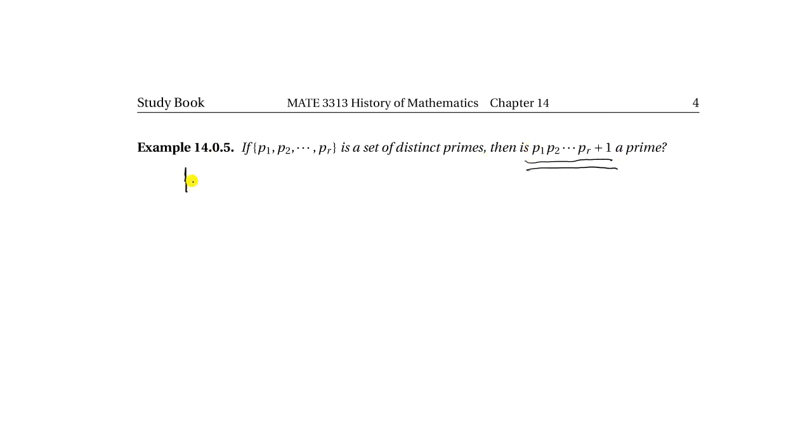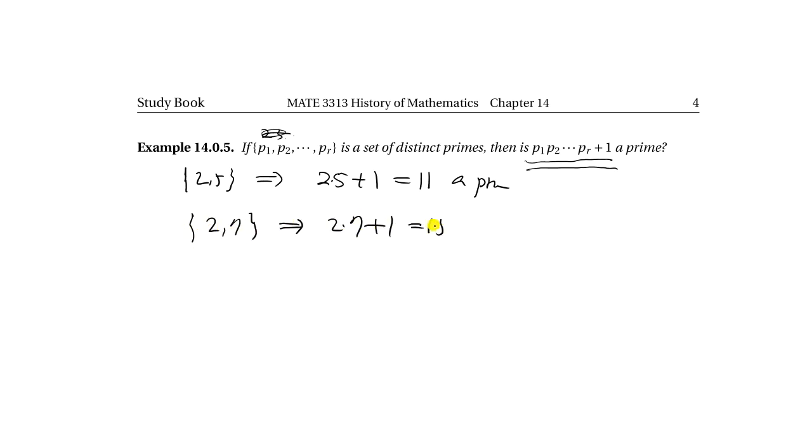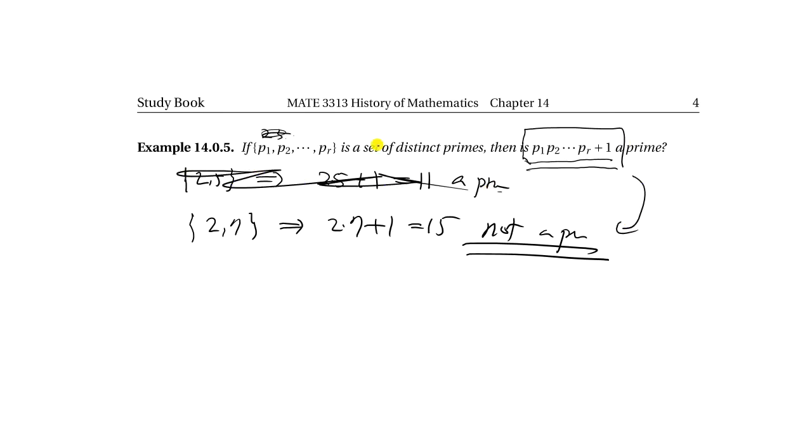If we have 2 and 5, no one says we have to include every possible prime. Like 2, 3, you can choose anything. So if the collection of primes is 2 and 5, then if we multiply these two and add 1, we get 11, which is a prime. That's good. But how about 2 and 7? Then 2 times 7 plus 1 is 15, which is not a prime. So is this construction always a prime? No. In math, all we need is just a counterexample. So you just say that from this collection 2 and 7, the result of that equation is not a prime. So you just answer no. The answer is no. That's enough.